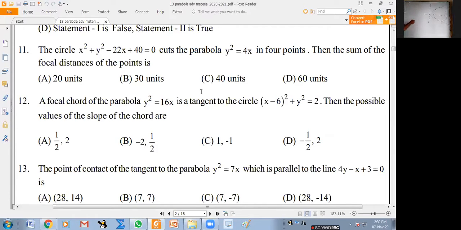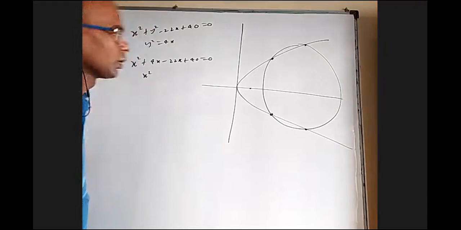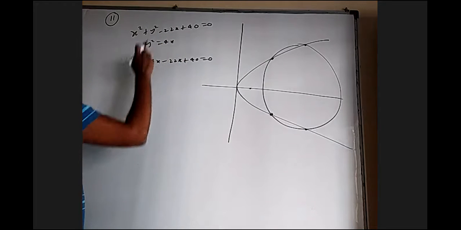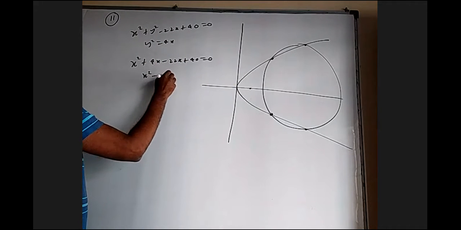So if I try to solve the parabola and circle, the circle is x square plus y square minus 22x plus 40 equal to 0. The parabola is y square equal to 4x. Wherever y square is equal to 4x, we get x square plus 4x minus 22x plus 40 equal to 0. This is a parabola, this is a circle, their equations. We are trying to solve them. We got x square minus 18x plus 40.